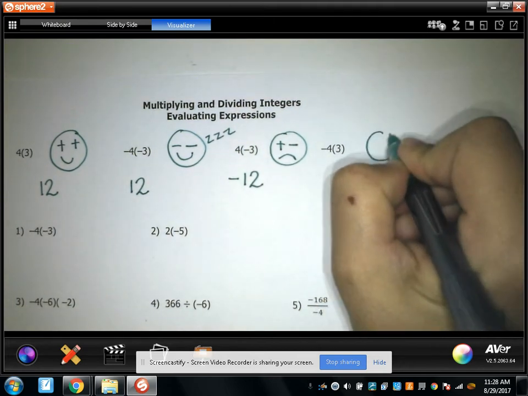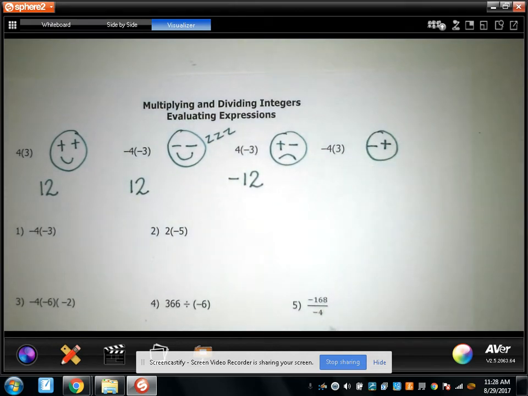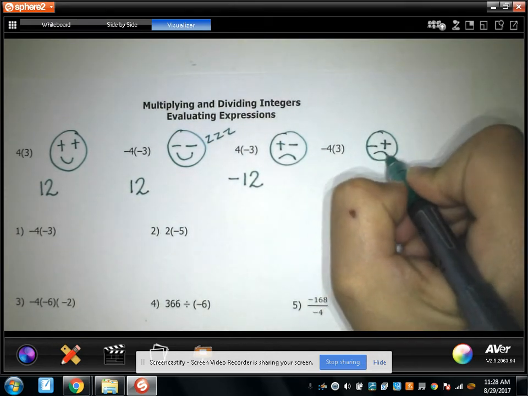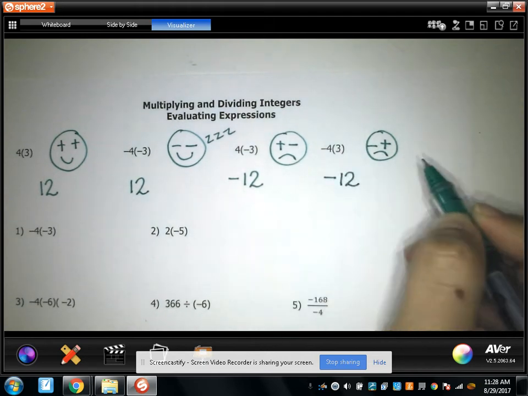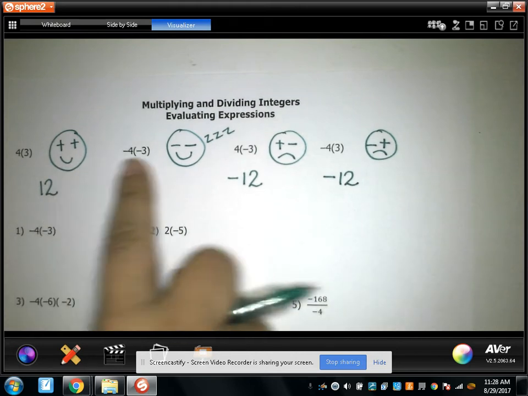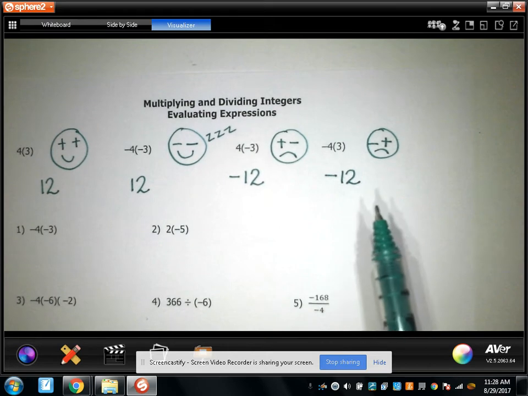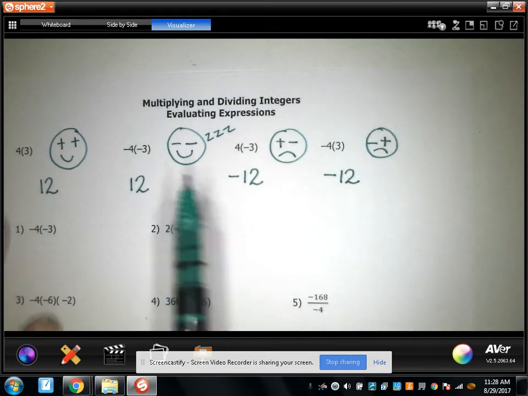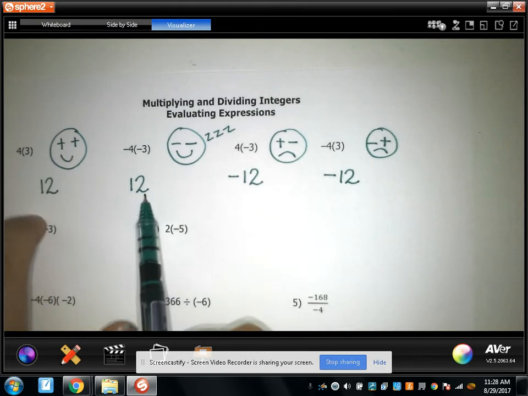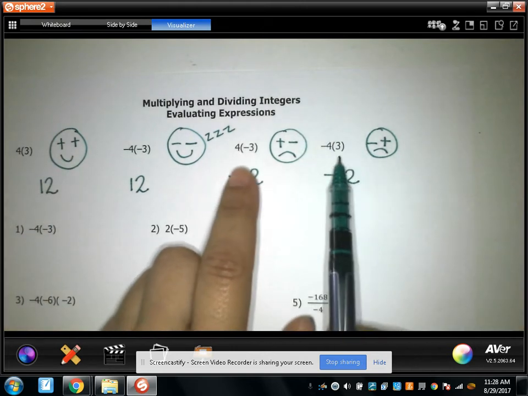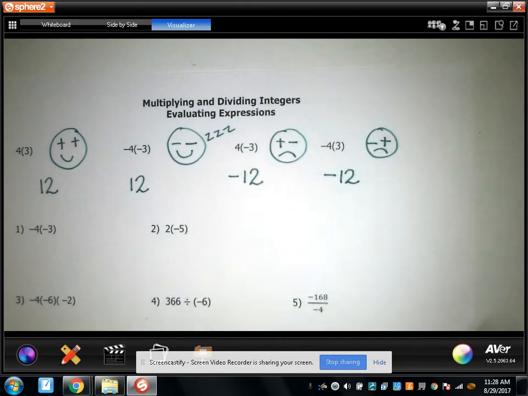This is negative 4 times positive 3. Aw, that guy got hit in the eye as well. That's negative as well. So the answer is negative 12. These smiley faces are also applicable to when you're dividing. If you're dividing two numbers that have the same sign, your answers will be positive. If you're dividing two numbers that have different signs, your answers are going to be negative.